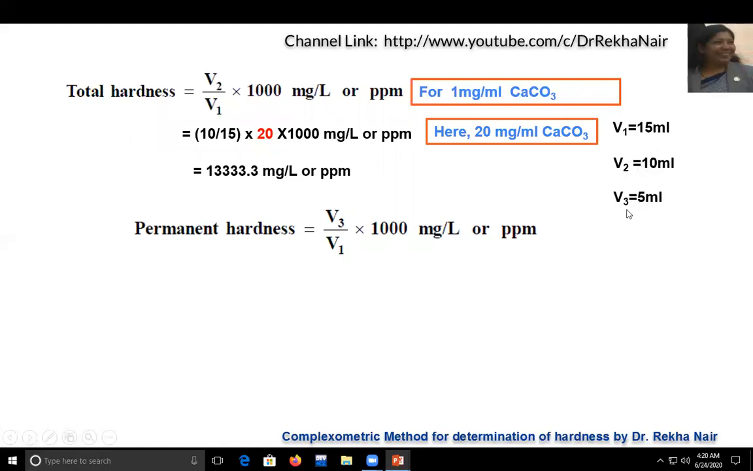Similarly, we can calculate the permanent hardness also, V3 upon V1 into 1000. So V3 is 5 ml, V1 is 15 ml, multiplied by 1000, provided it is 1 milligram per ml. But here we have 20 milligram per ml, so we have to multiply it by 20 also. V3 upon V1 multiplied by the amount of calcium carbonate in the standard hard water. Okay, the amount is 20 milligram per ml. So in 1 ml there is 20 milligram instead of 1 milligram. So we are multiplying it by 20. We can get this in detailed calculations also, or else we can use the direct formula.